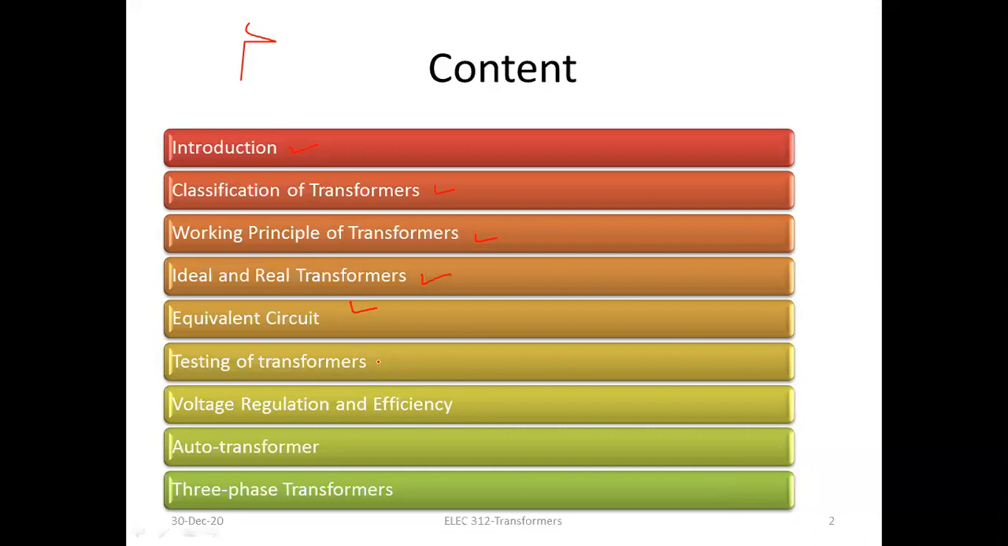Testings of the transformer are the open circuit test and short circuit test. These two tests we are going to perform to measure the transformer losses. And once we find the losses of the transformer through the OC test and short circuit test, SC test, we will be able to find the voltage regulation and efficiency. Then we will also see the auto transformer. I will also explain the three phase transformer. So these are some topics that we have to study in this module.